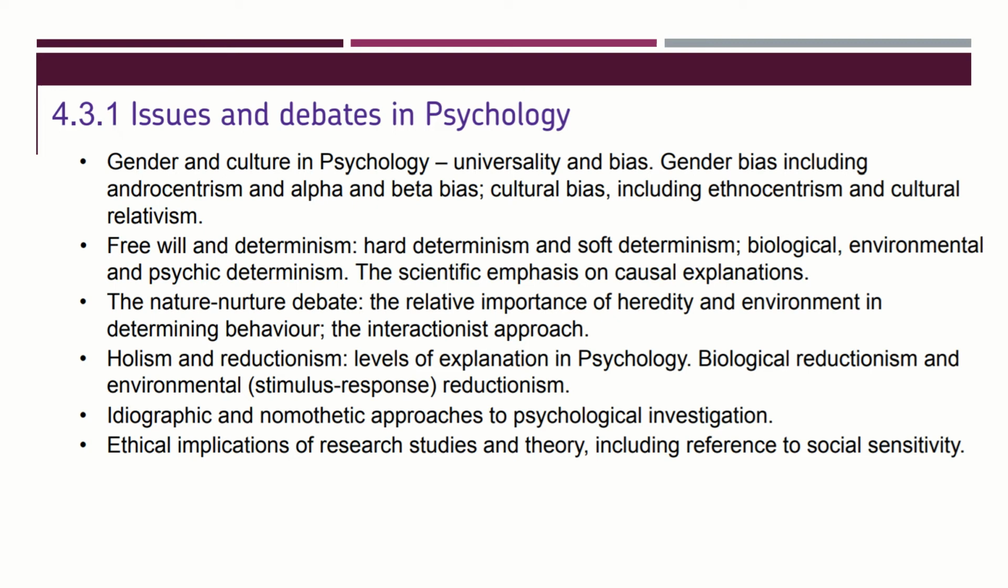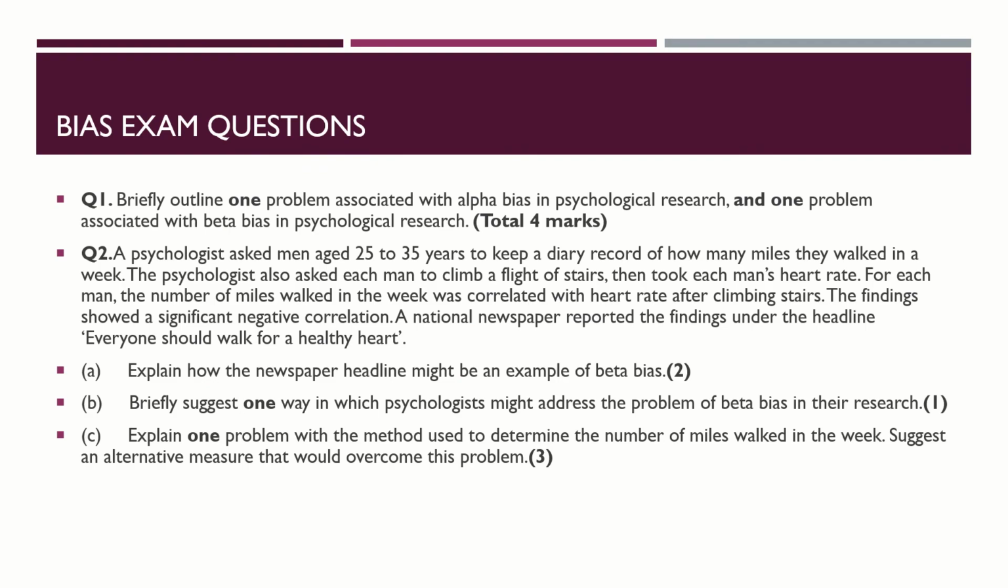So the key terms are universality and bias, and then particularly for cultural bias, ethnocentrism and cultural relativism. After that, we move on to the debates. Is it free will? Is it determinism? Is it nature? Is it nurture? Is it holism? Is it reductionism? Is it ideographic? Is it nomothetic? And then finally, the ethical implications of research, considering socially sensitive research. These are some examples of questions that might come up in cultural bias.